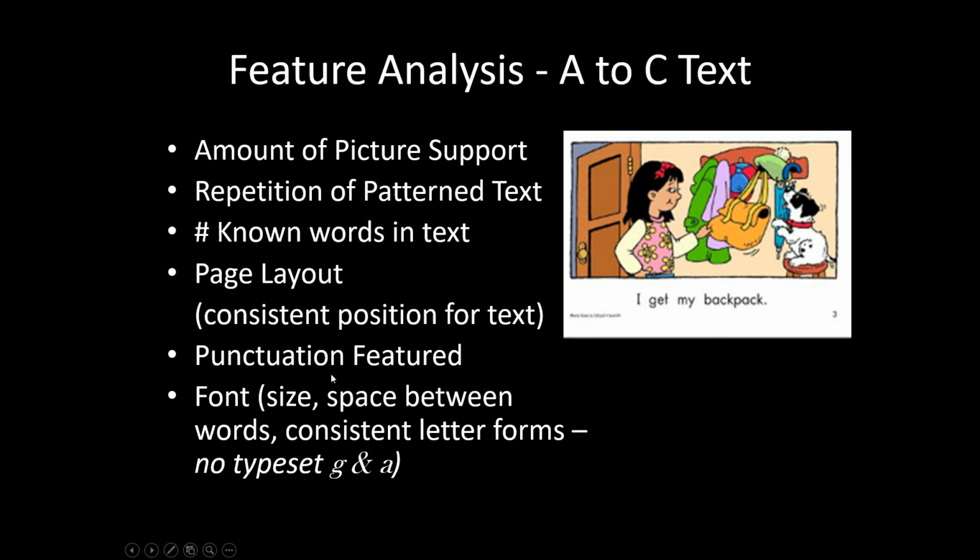The punctuation in the early text is very simple: periods, question marks. And font is something to pay close attention to in these early texts. We want to have big space between words in early text. We want to have consistent letter forms, not so many fancy letters. Like you'll notice the A's in this text are not the typeset A's.